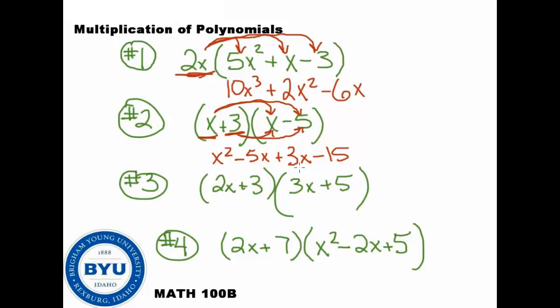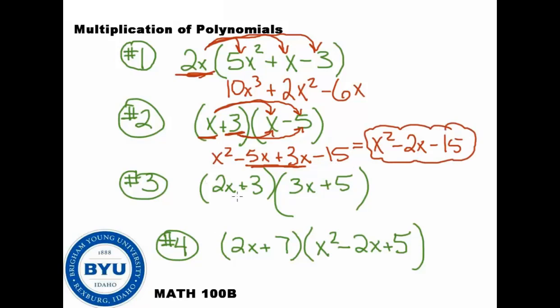Now this is good, but we're not quite done because there are some like terms. We can add the negative 5x and 3x, so this really simplifies to x squared. Let's see, negative 5x plus 3x, that comes out to be minus 2x, because negative 5 plus 3 is negative 2, and then minus 15. That's our answer there on that one. How'd you do? Hopefully all right.